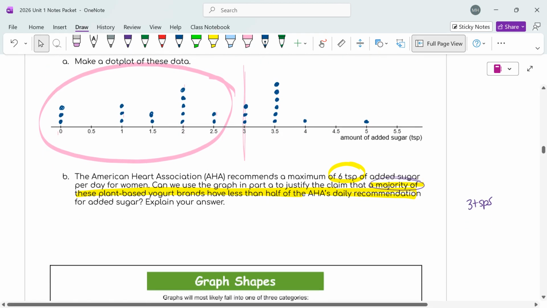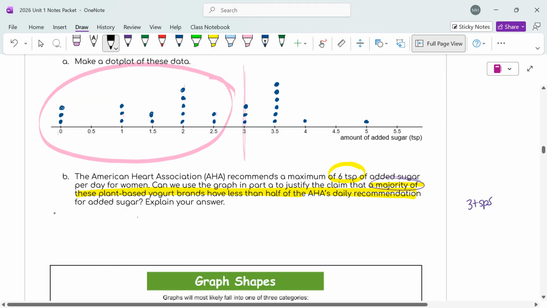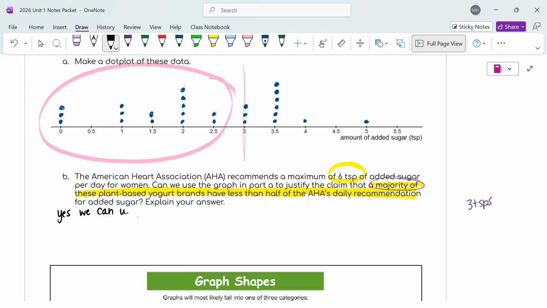So let's see what that looks like when we write it out. First of all, we need to answer the question. So I'm going to say yes. We can use the graph to justify the claim.